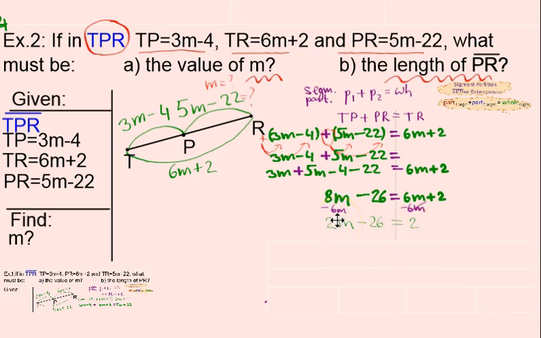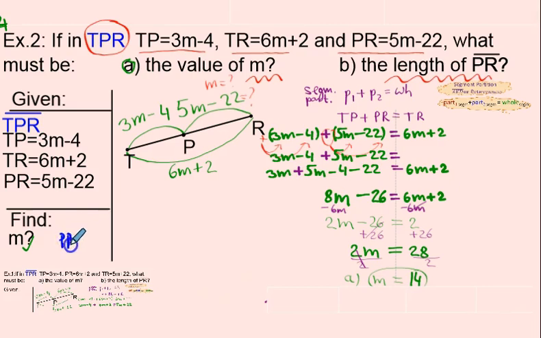Now the variable is all the way to the left, and you need to get rid of minus 26, which you will undo by adding 26 to both sides, resulting in the equation 2m is 28. Of course, now to isolate the m, we will divide by 2 to undo multiplication by 2. And m will be 14. So that completes our work as part A of the question. Remember, we also have part B, where we're looking for the value of PR.